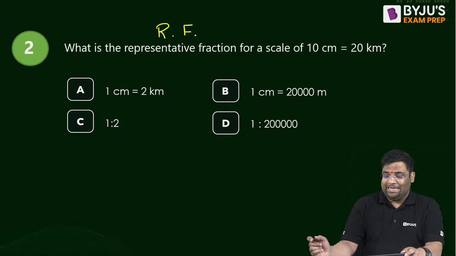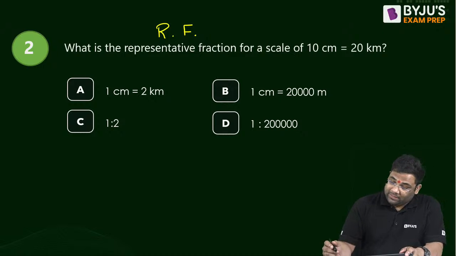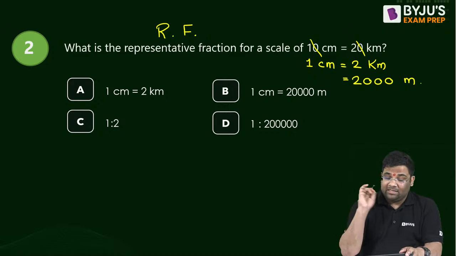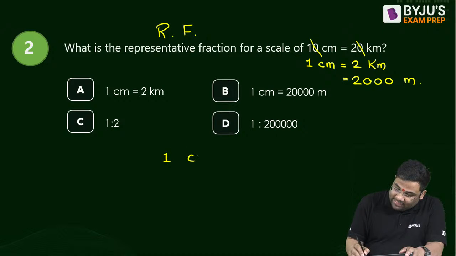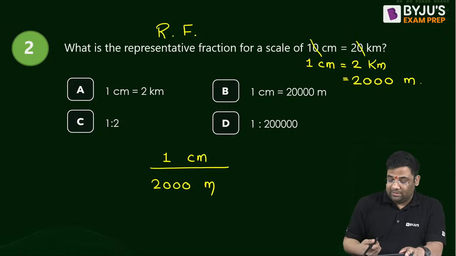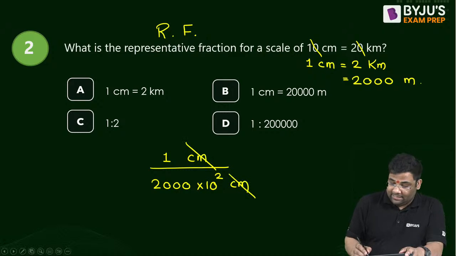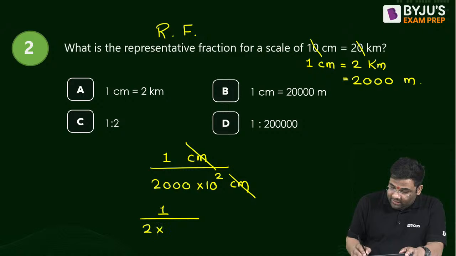It is actually D. If we take this as 1 centimeter is to 2 kilometer, cancelling the 10, this 2 kilometer is 2000 meter. But representative fraction we denote as 1 is to some number. Remember, 1 is to some number. So 1 centimeter, then 2000 meter. If you convert meter to centimeter, it is 10 to the power 2 centimeter. So centimeter gets cancelled, and I get 1 is to 2 into 10 to the power 5.